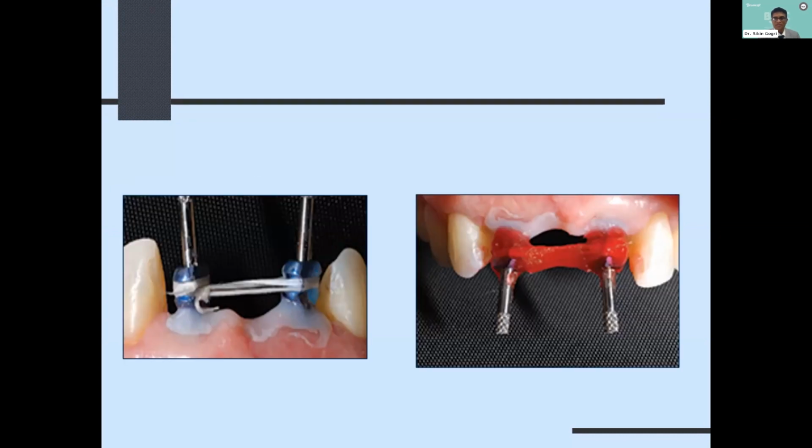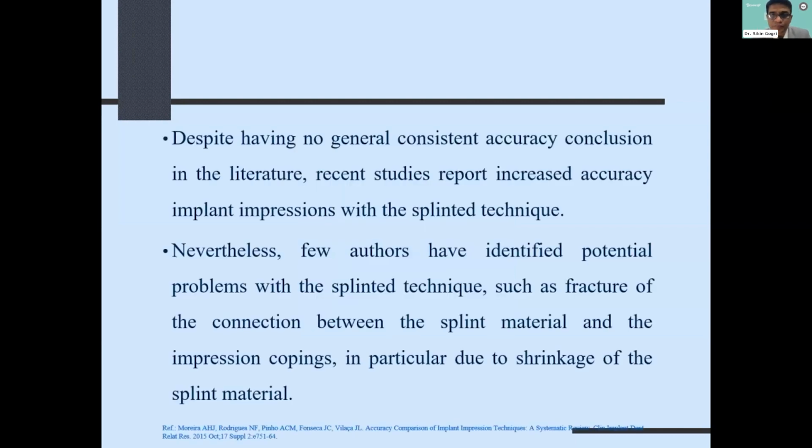Once this is done, you snap your impression, pull it out, remove the impression, and this is how it will look. Attach your lab analogs to the copings and send it to the lab for making the master cast. So despite having no general consistent accuracy conclusion in literature, recent studies report increased accuracy for implant impressions with the splinted technique.